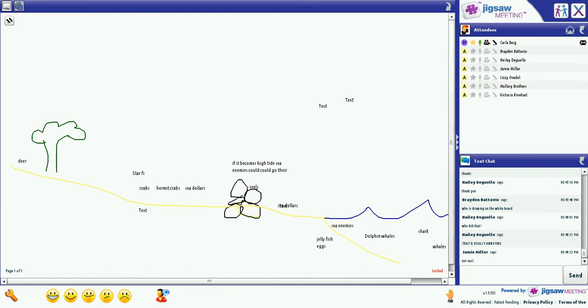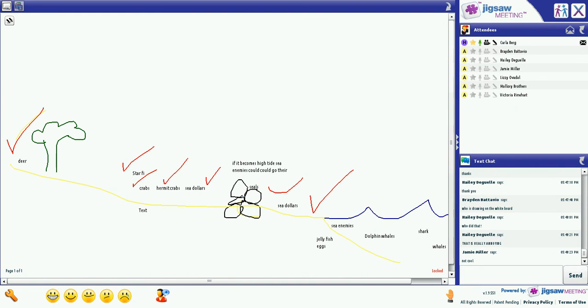So what we have up here right now is, starting up at the top, we have some deer. Or they could live up top. Raccoons could also live up top. Let's change my pencil here to red. We have starfish, very good. Crabs, hermit crabs, sand dollars, I'm guessing that means. Seals, sea dollars, sand dollars, I think.